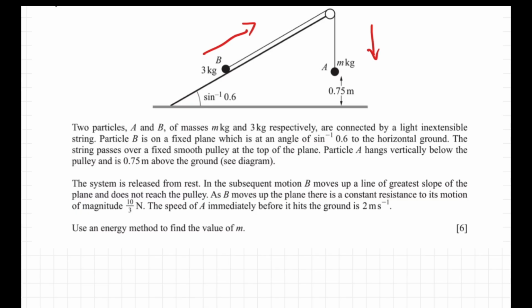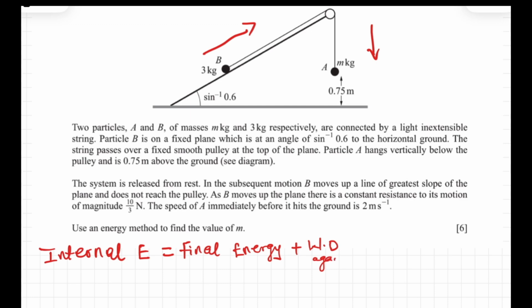That looks complicated, right? It looks like something else. So we can also look at it like this: initial energy is equal to final energy plus work done against resistance. So we can look at it like that. Initial energy is equal to final energy plus work done against resistance for this question.